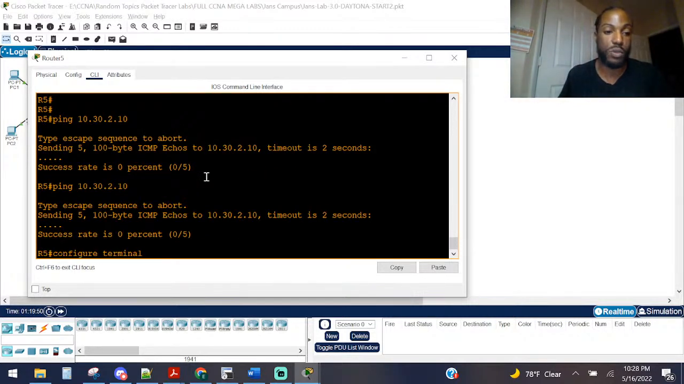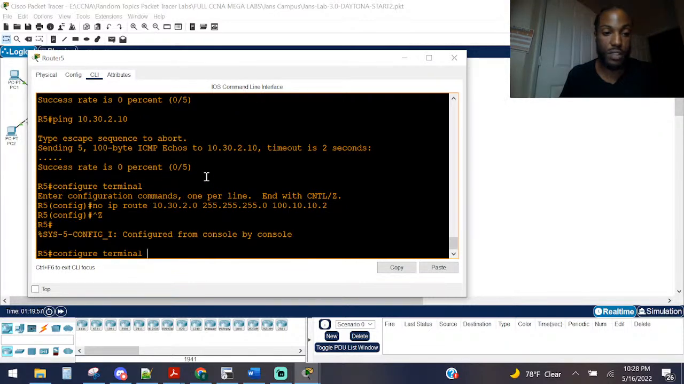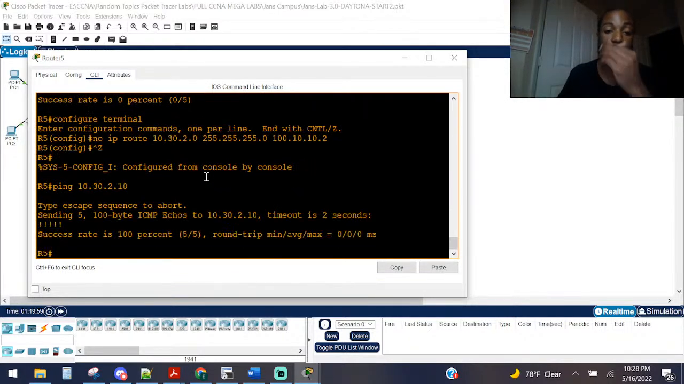Let's go to global config mode. We're going to say no that. Right, and then see if we can ping it again. Now we can ping it. See there? So that is not going to fix the problem. That static route is not going to fix it.